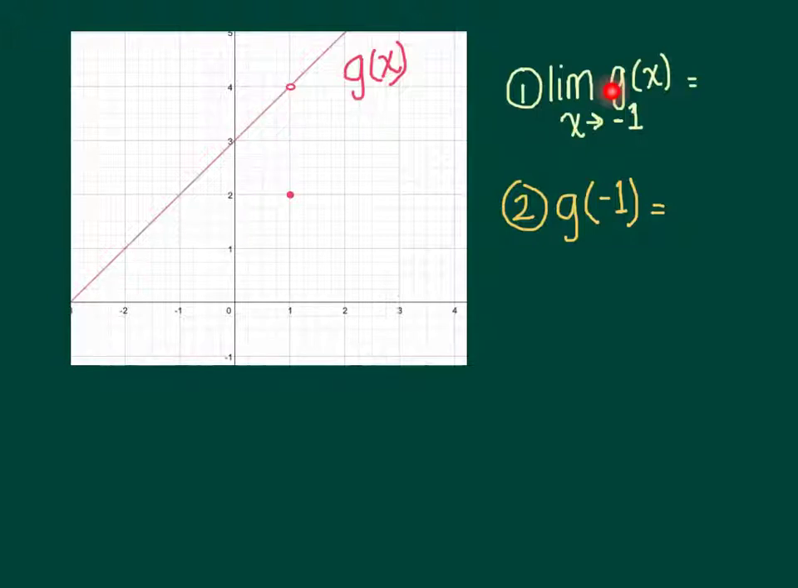appears to be approaching. So if I look over to the left at negative 1, I'm looking for the height the function appears to be approaching at negative 1. So if I go up here, well, the function exists right there. So the function appears to be approaching the height it actually reaches. And we can see that the height there is 2. So the limit of g of x as x approaches negative 1 is actually going to be 2.